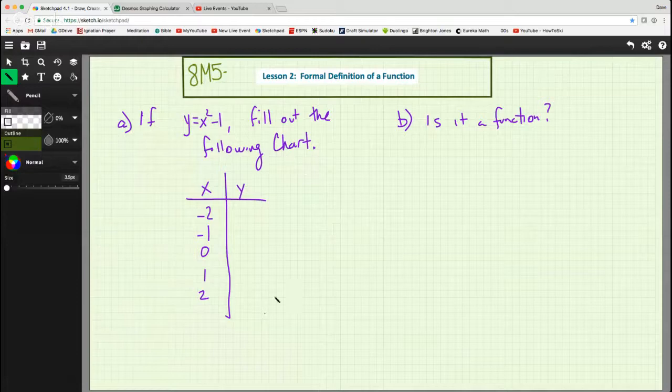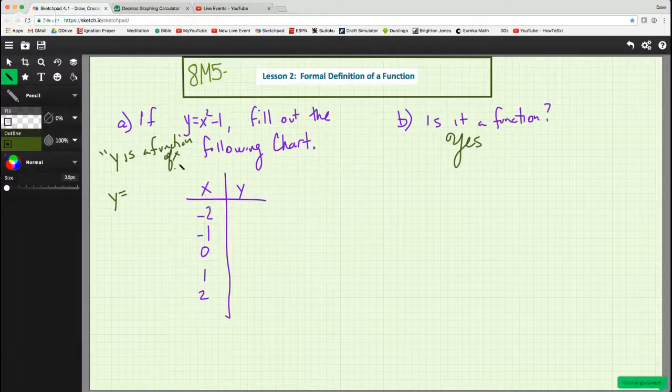So instead of asking, is this a function, I'm going to tell you, yes, this is a function: y equals x squared minus 1. Oh, whoops, I gave you the answer. Yes, this is a function because y is a function of x. So let's say that y is a function of x. Y is something with x's in it, x squared minus 1. Okay? All right.